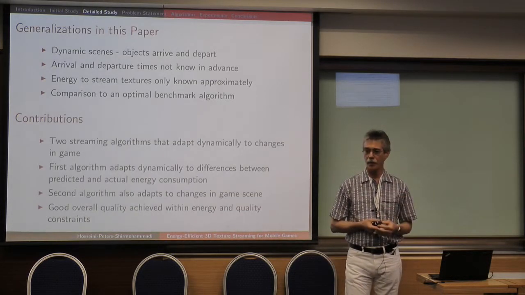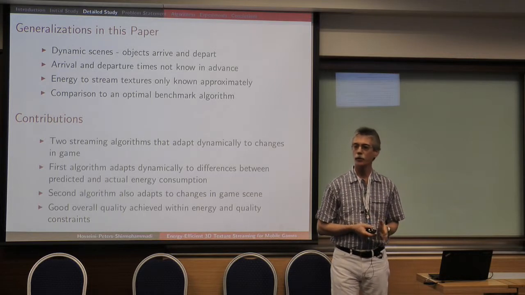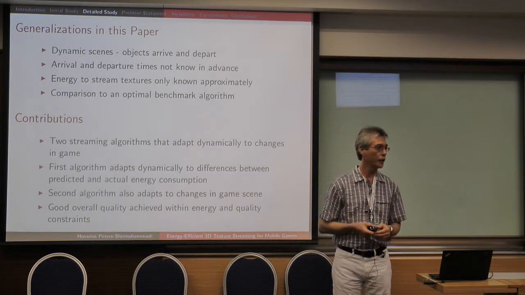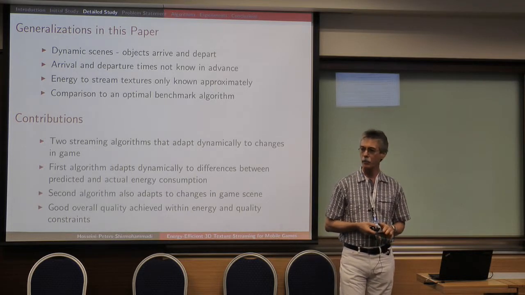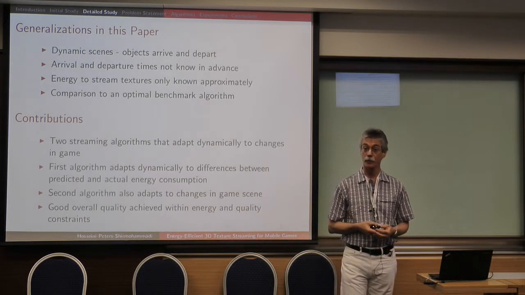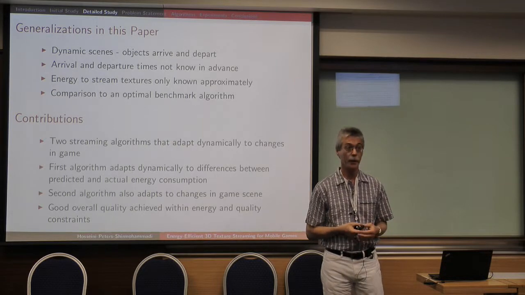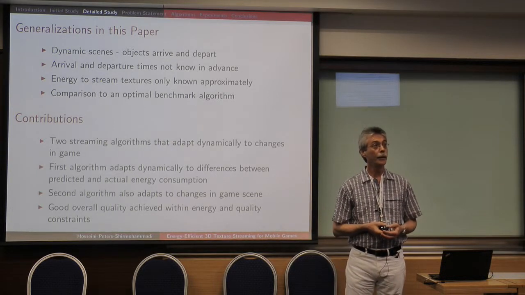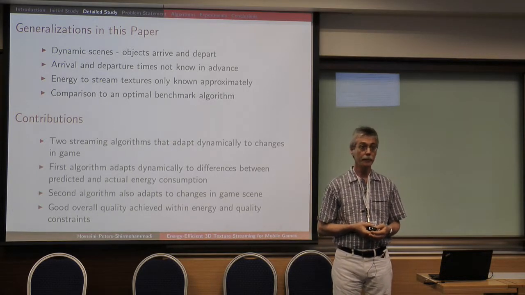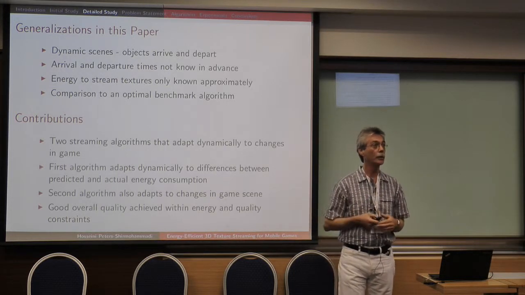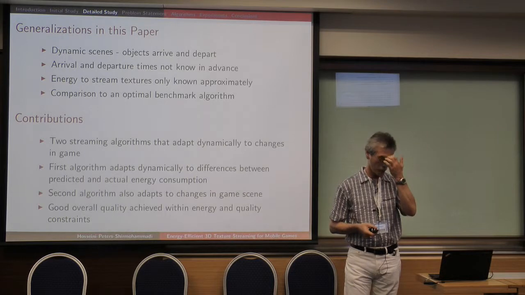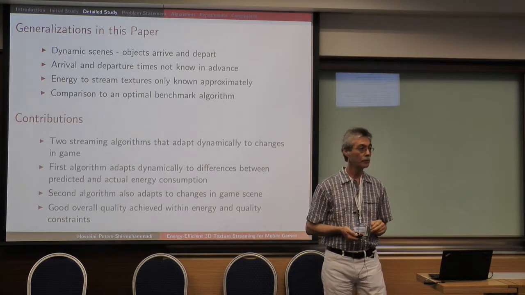So we allow dynamic scenes here. So objects arrive with their textures and they leave. And the arrival and departure times are not known in advance, so we have to react to them in real time, online. The energy is only known approximately, so we're going to use user feedback to adjust as we go. And we have a benchmark algorithm that's optimal, or very close to it.